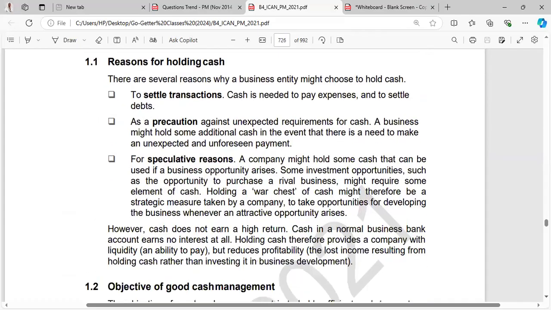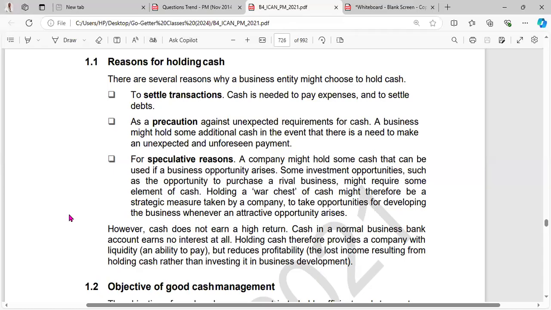Now, what are some of the reasons for holding cash? One, to settle transactions. You need to pay expenses, you need to settle debts. If your debtors come for their collection, you need to settle them as and when due. So one of the reasons for holding cash is to settle transactions as and when due.